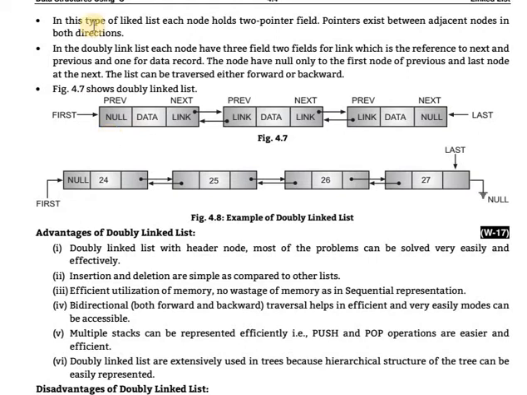So there are two pointer fields for link purposes, connecting the adjacent nodes in both directions, forward and backward. In total three fields are there: two fields for the links, the next node and the previous node, and one is the data record. Clear?